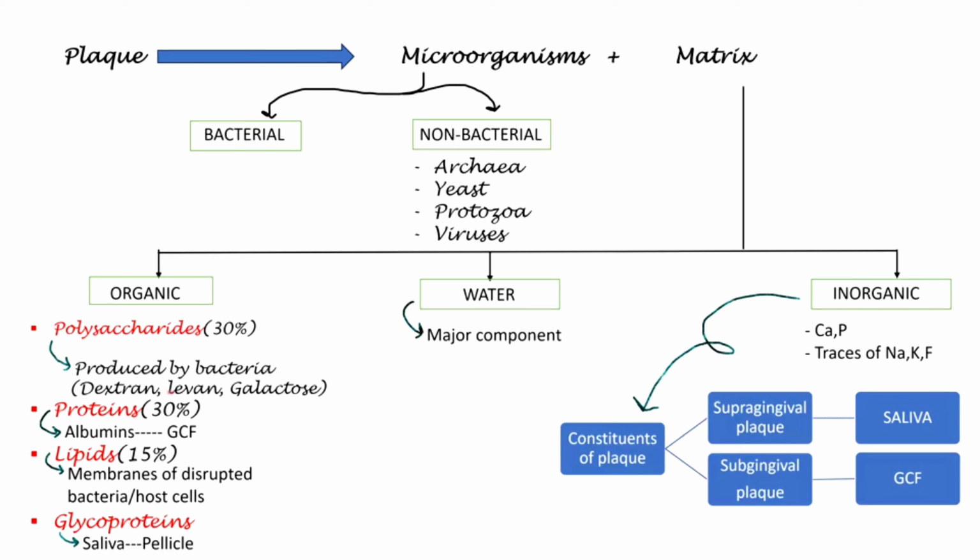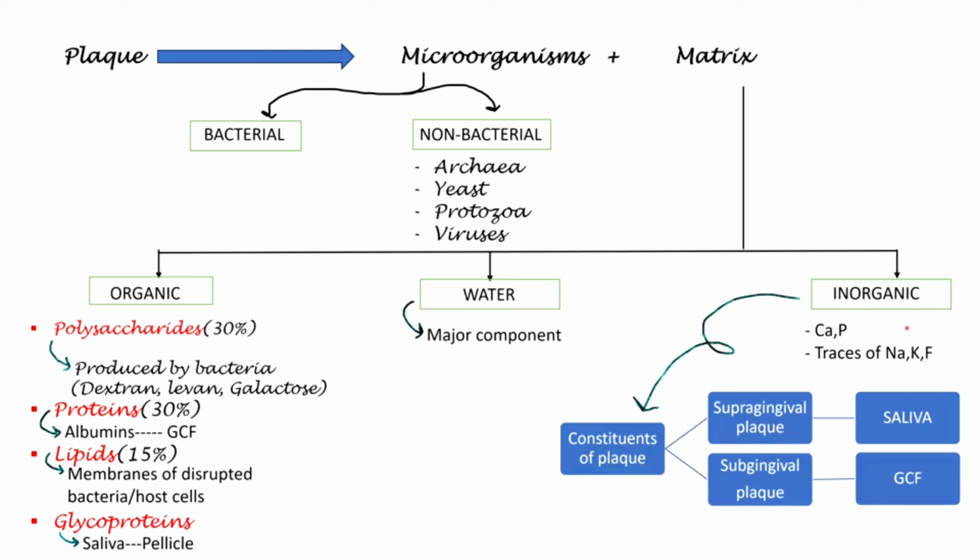Proteins account for 30% of the organic matter of matrix. These proteins may be albumins. The source of albumins is from gingival crevicular fluid. Lipids account for 15% of the organic matrix. Lipids come from the membranes of disrupted bacteria or host cells. Membranes are nothing but phospholipids, right? Glycoproteins form the pellicle. These glycoproteins are from the saliva.